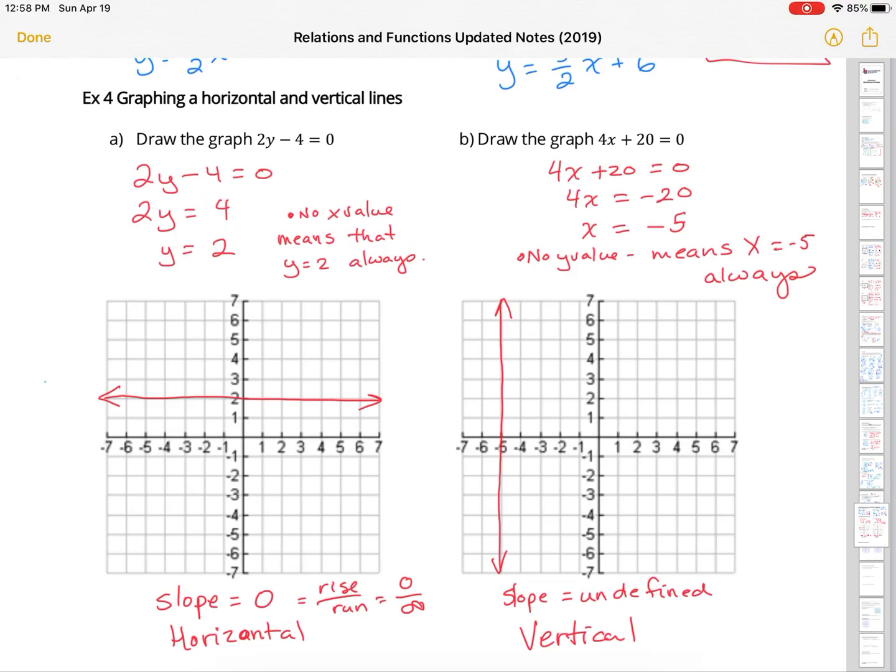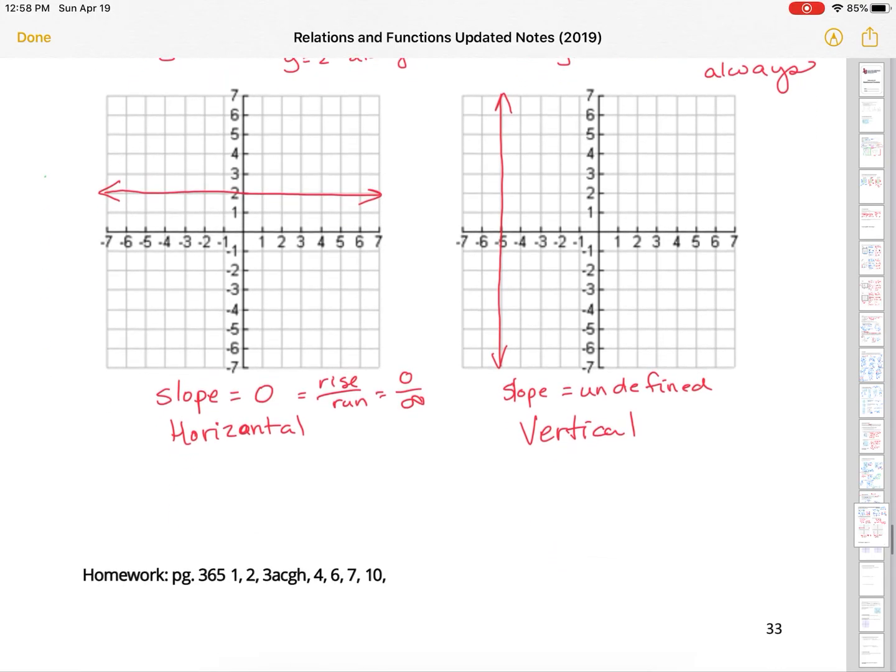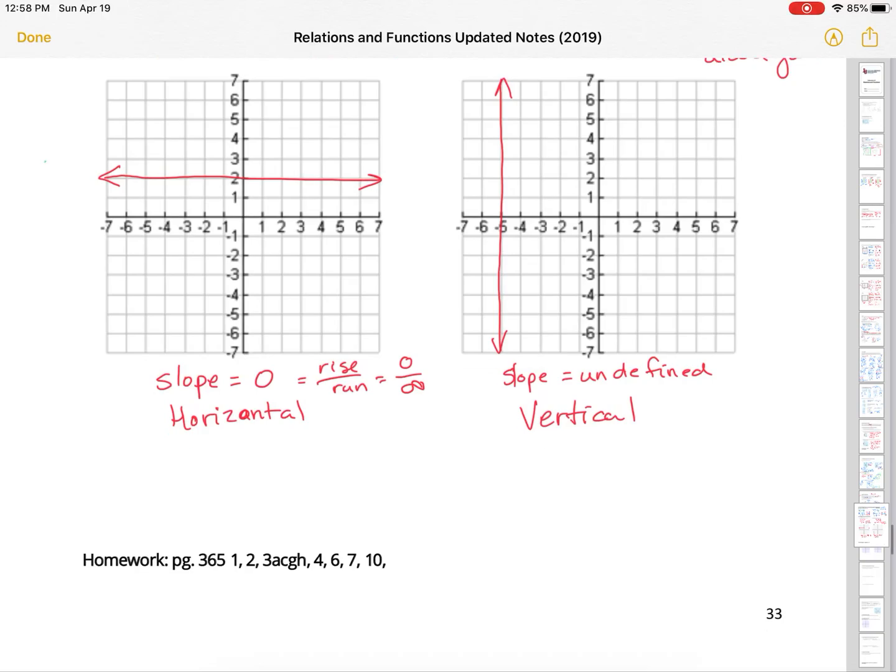If you get one of those equations where just y is equal to a number or x is equal to a number, just remember that that means a situation where you're going to have either a horizontal or vertical line, and think through which one. If you plot them, it will tell you that.